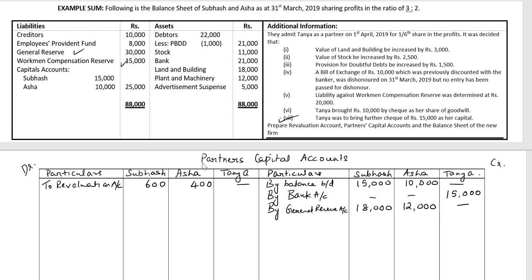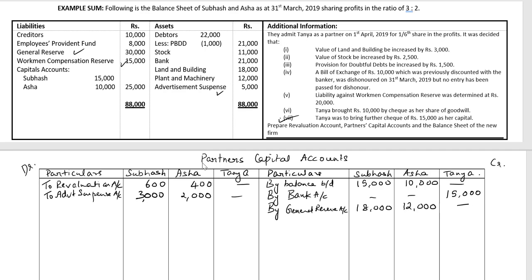We'll have to deal with the advertisement suspense. It's a fictitious asset and needs to be written off amongst Subhash and Asha in 3:2. So to advertisement suspense account, 3,000 for Subhash and 2,000 for Asha.